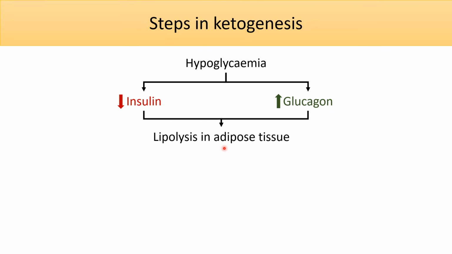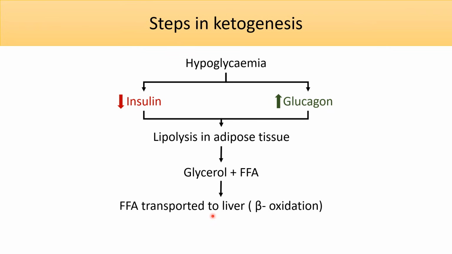The major lipid present in the adipose tissue is triacylglycerol. So there is increased lipolysis, increased breakdown of triacylglycerol. The 3 acyl molecules, that is 3 fatty acids, and glycerol will split. So you'll get free glycerol and free fatty acid. This free fatty acid will be taken up by protein and transported to the liver.